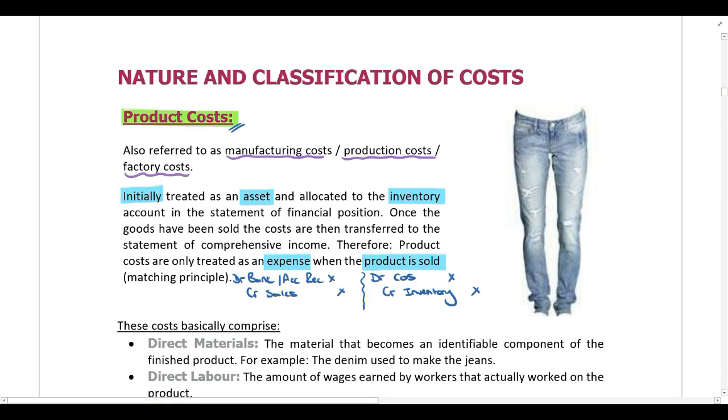So it's important to understand when a company incurs product costs, which are manufacturing or production costs, initially these costs are capitalized as an asset in your statement of financial position. They are treated as inventory. Then, when the inventory is sold, we only expense the cost. So when the inventory is sold, we take it out of inventory and we take it to cost of sales. So it is only expensed when the product is actually sold. And this is referred to as your matching principle in financial accounting, where you are matching the cost to the period where the sale or the income is earned.